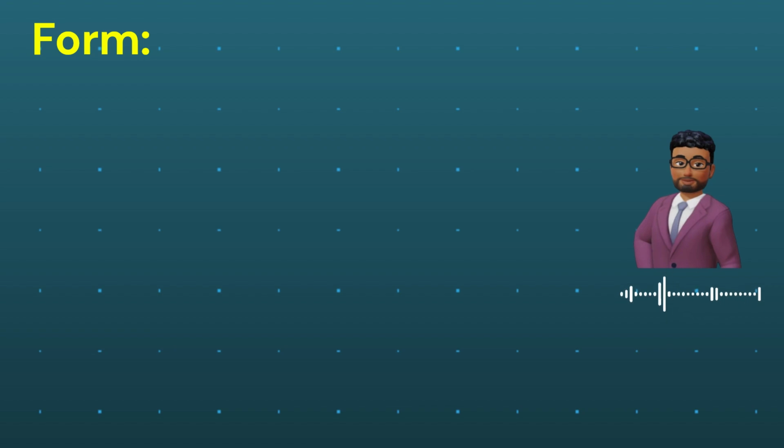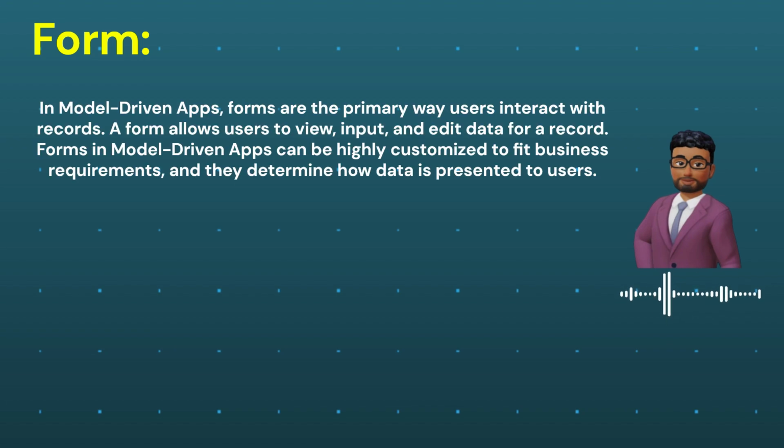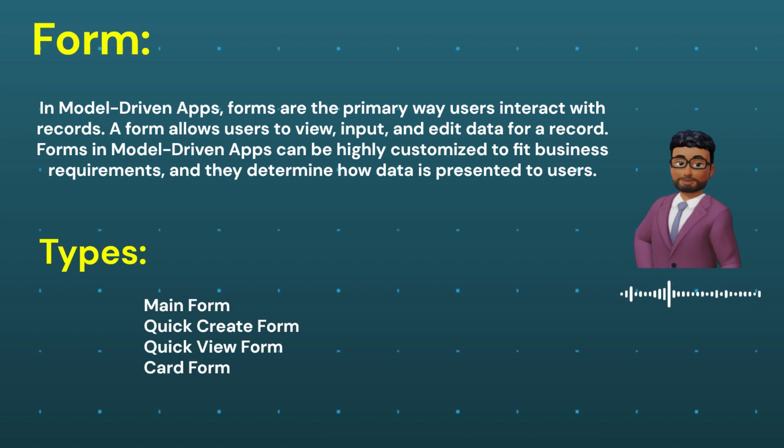So what is a form? Forms are the primary way a user interacts with a record. A form allows the user to view, input and edit the data for a selected record in your model-driven app. These forms can be highly customized to fit business requirements, and they determine how data is presented to users. There are four types of forms: main form, quick create form, quick view form and card form.